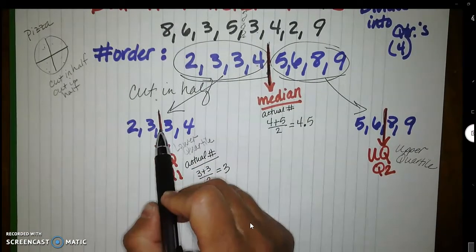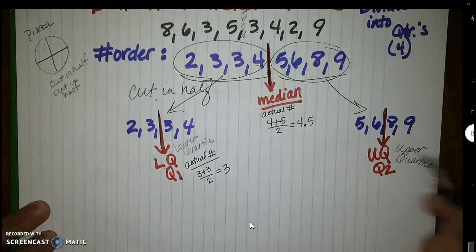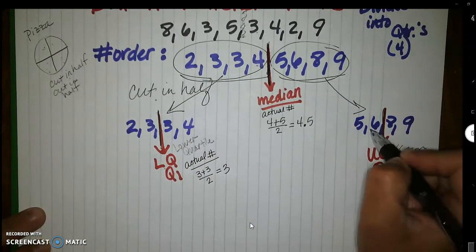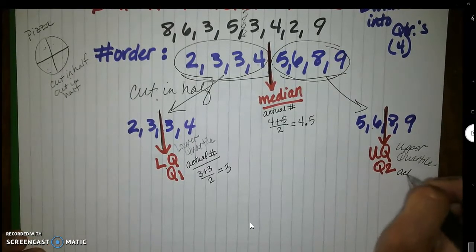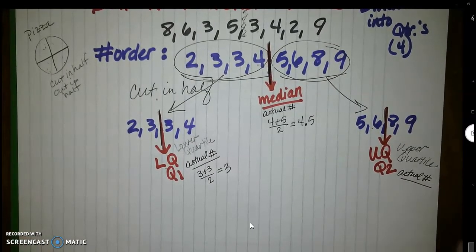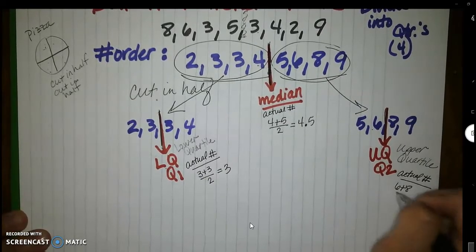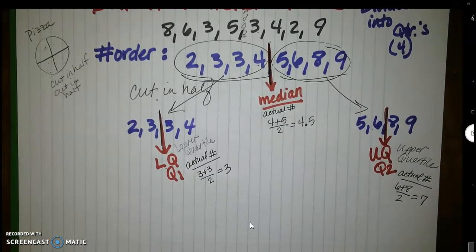Some of you are just going to know, hey, it's a 3, right? This one, what's halfway between 6 and 8? What's directly in the middle? A 7. If you want to do the actual work, you would do 6 plus 8, which is 14, by the way, divided by 2 is 7.